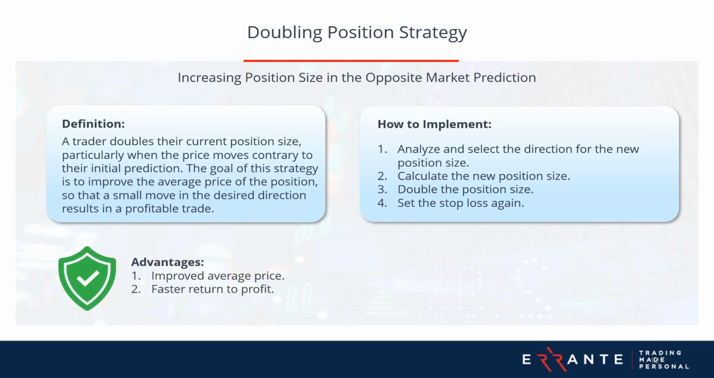This method has, of course, advantages. By increasing the position size, the average price of your position improves. This means that a smaller price movement in your favor is needed to reach break-even or, let's say, profit of your overall two trades. You can have a profit from the second trade and a loss from the first trade, but eventually you can just get to your break-even point, where your total profit and loss is zero.